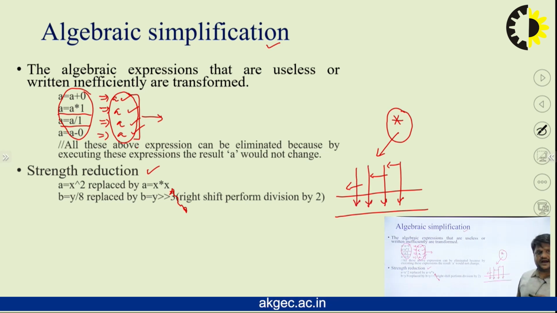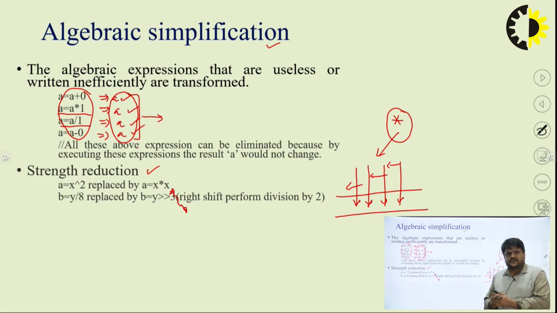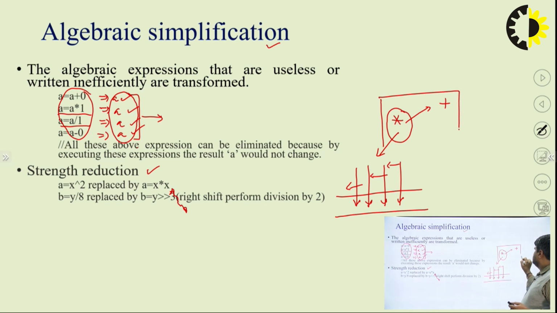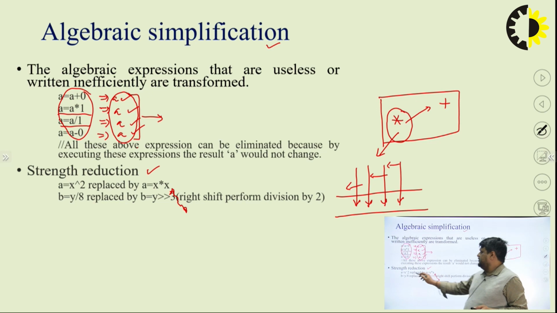If you are aware of the computer hardware, then how can we perform the multiplication over binary numbers? Firstly we shift the first binary number, and after that perform the addition. So you will replace it by the plus operator. Then we can say this particular phenomenon is strength reduction. So a more powerful operator replaced by a less powerful operator, such a phenomenon is called strength reduction.